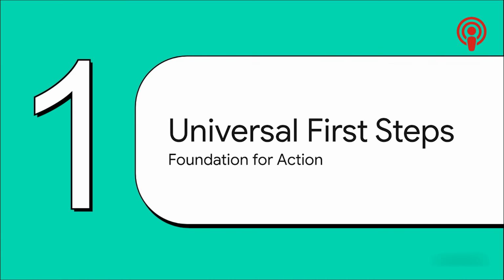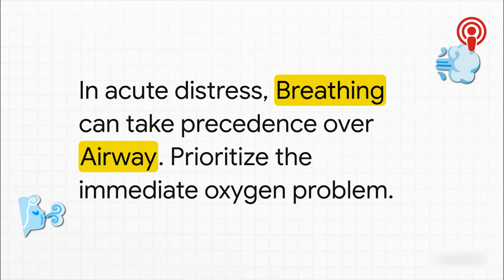Think of these as your foundation. These are the moves you make right away, before you even know exactly what's going on. Get this part right, and you're already setting your patient up to win. You know, we all get the ABCs drilled into us: airway, breathing, circulation. But here's a super important little twist for someone in real respiratory distress. While airway is always key, B for breathing often becomes your immediate #1 priority. You have to fix the oxygen problem, like yesterday.